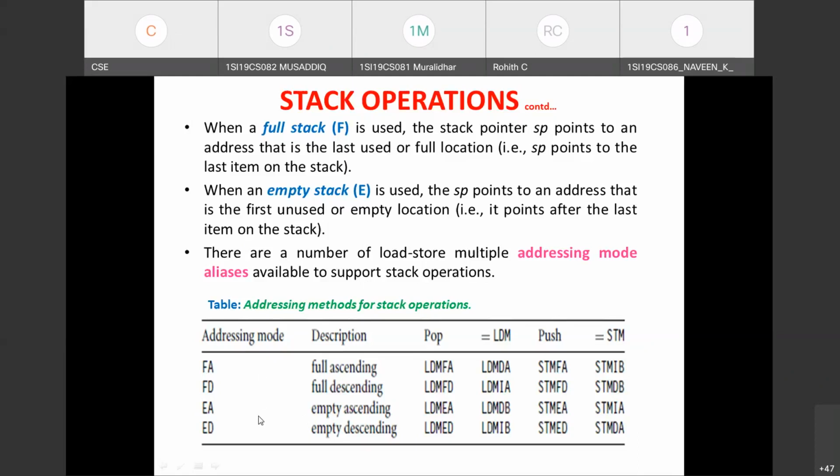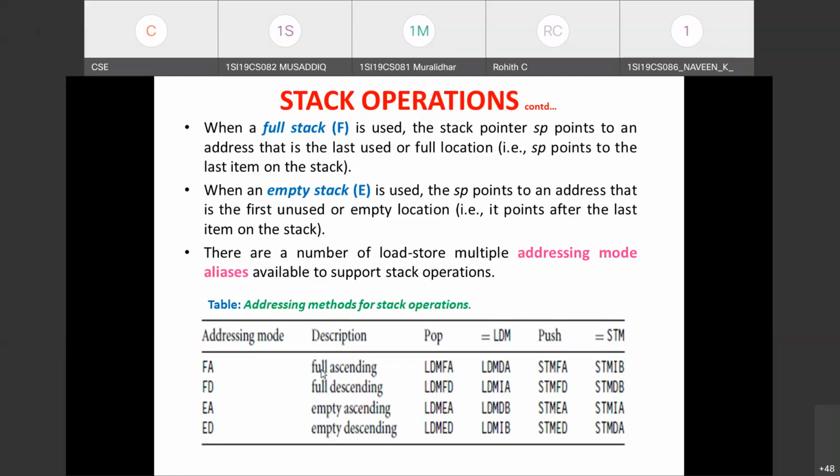And what is the equivalent increment after, increment before addressing mode supported? That also you are seeing in this table. Let us just try to analyze this table. What are the addressing modes for stack operations supported? It is FA, FD, EA, ED. These are the four addressing modes. What does FA stand for? Full ascending. Already you know the meaning of full, empty stack, ascending, descending stack.